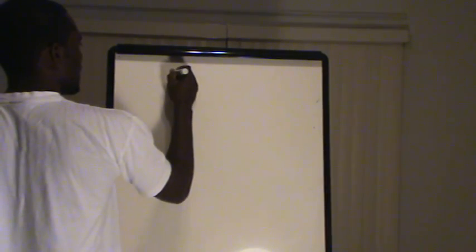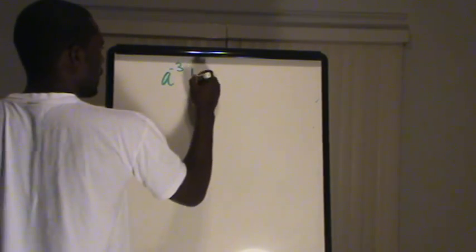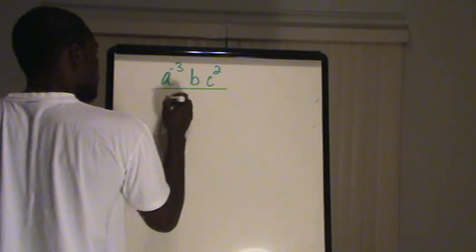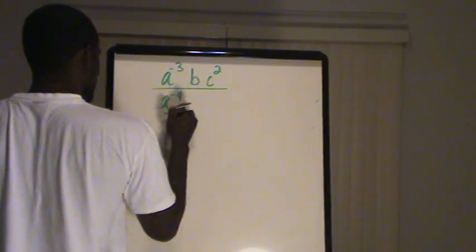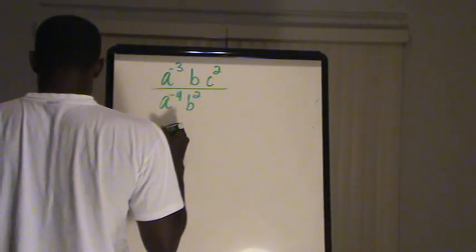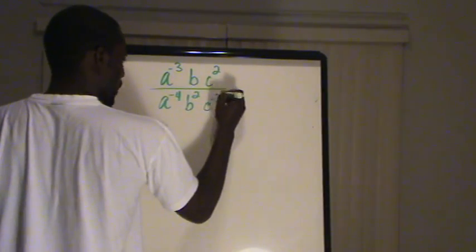Okay, let's take a look at another example here, one that's a little bit more complex. I'm actually taking this out of an actual problem from one of the practice texts for the ACT that I'm using. It says we have a to the negative third power b c squared divided by a to the negative fourth power b squared and c to the negative third power.